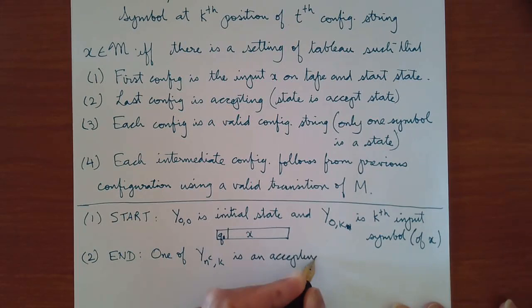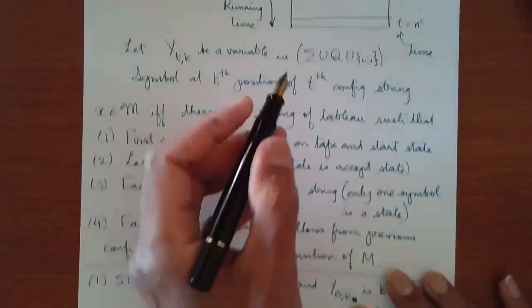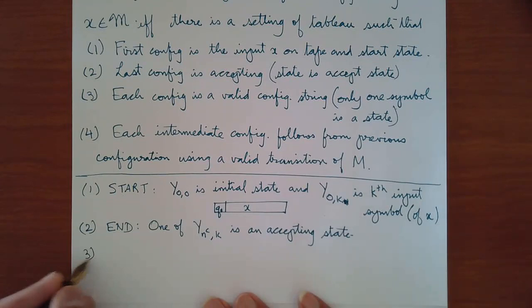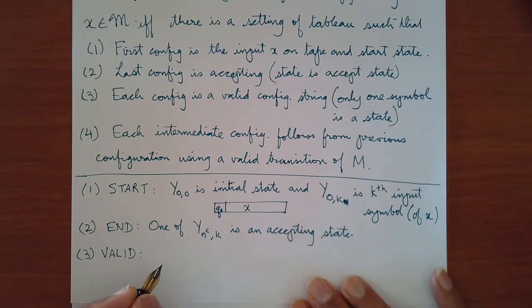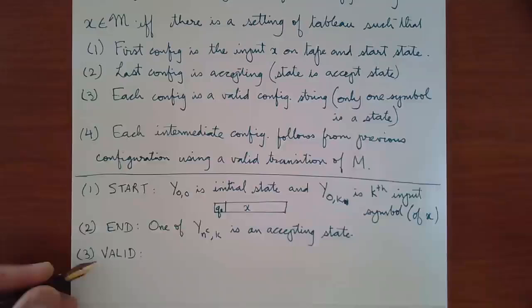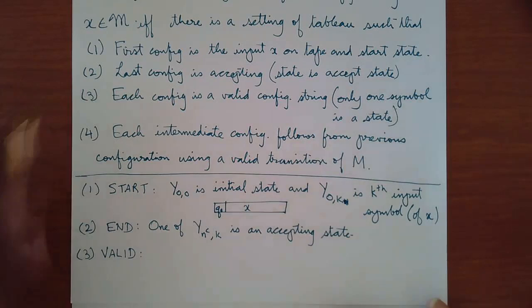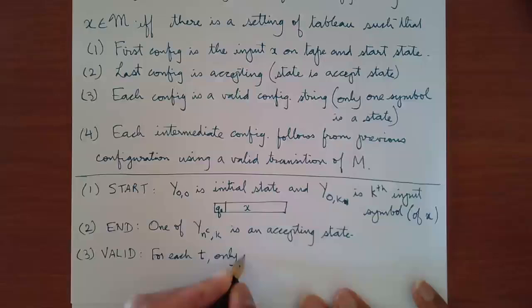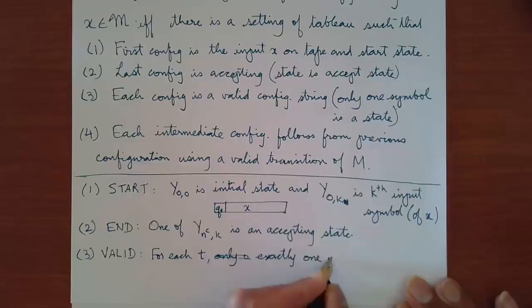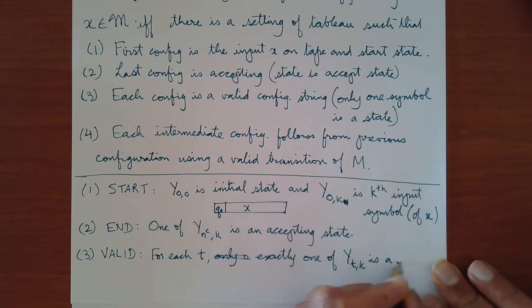Right? There's an accept state somewhere in the string over here. Three, which I'll call valid, says that X... so we can put this down, although this will turn out to be a consequence of all the previous ones itself. I may not even need this condition. This is just saying that for each t, exactly one of y_tk is a state.